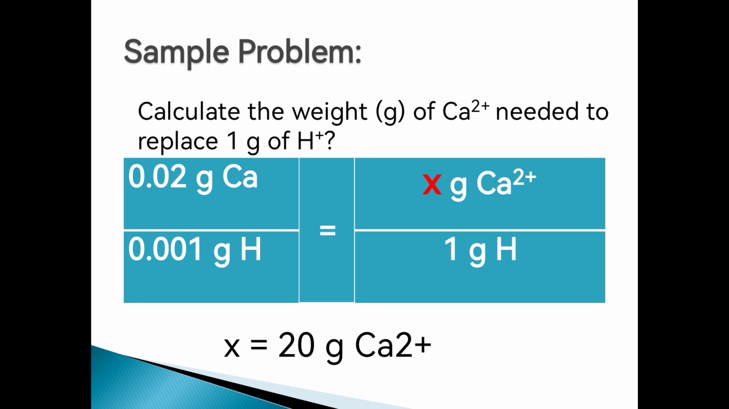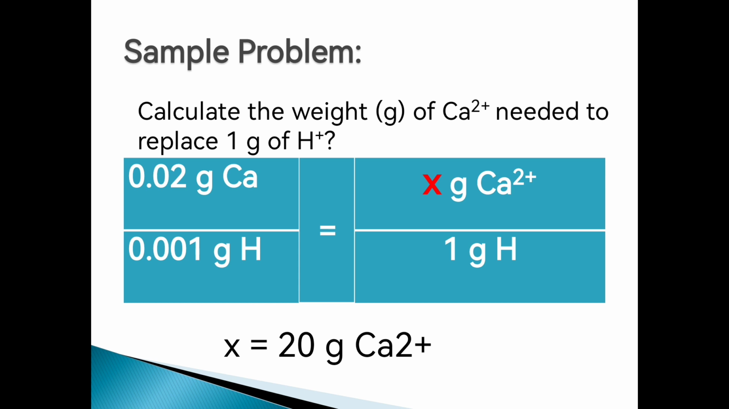We have here a sample problem. Calculate the weight of calcium needed to replace 1 gram of hydrogen. So how much gram of calcium do we need to replace 1 gram of hydrogen? Remember that one quality of ion exchange is that it is stoichiometric. Dapat equal siya. Dapat kung 1 milliequivalent of calcium is equal to 1 milliequivalent of hydrogen. So dapat same siya, equal siya dapat para hindi bias yung kanyang ion exchange.